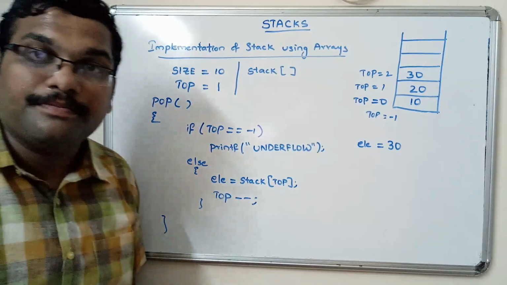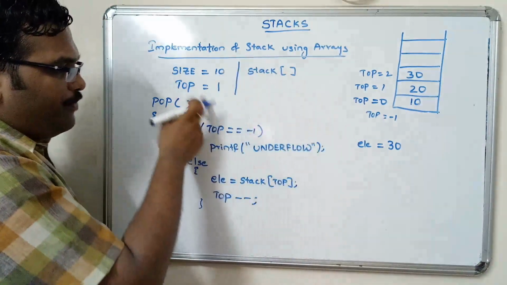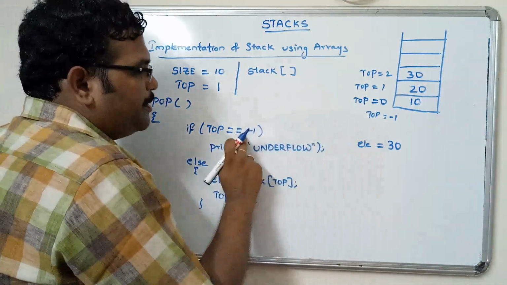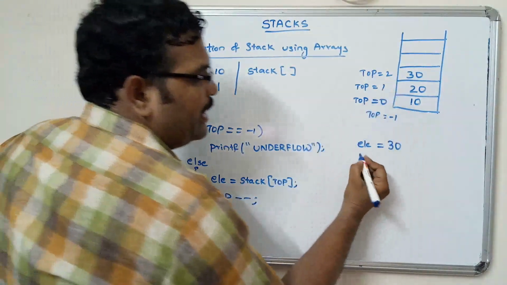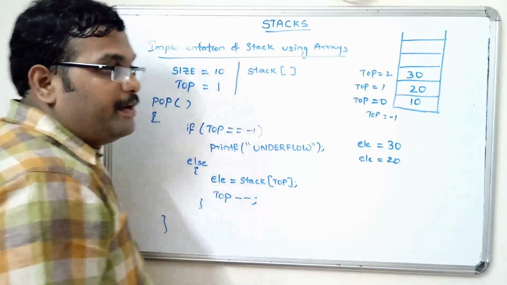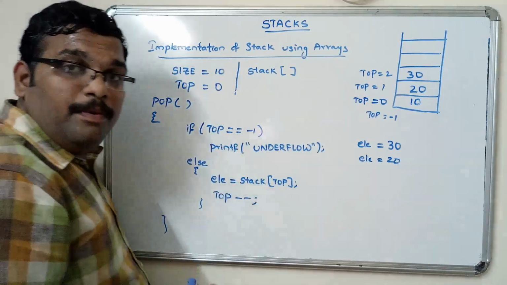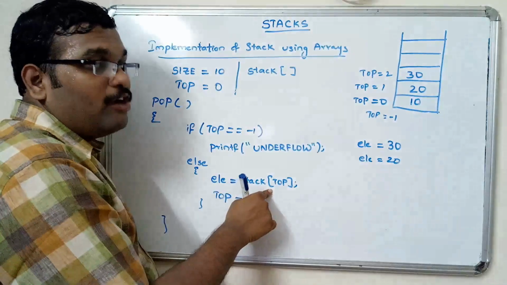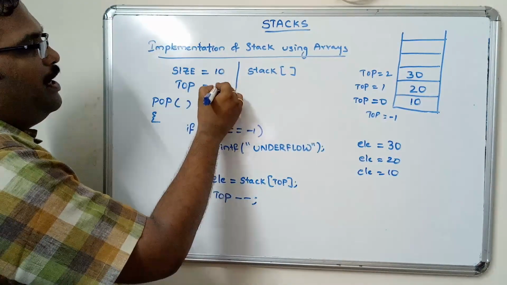This is a simple pop operation. Now top is equal to 1. If you apply the pop operation again, is top equal to minus 1? Is 1 equal to minus 1? False. So in the else, element is equal to stack of 1, which is 20. The 20 element will be deleted and top minus minus, now it will be 0. Again if you call this pop operation, is 0 equal to minus 1? Again false, so element is equal to stack of 0, so element is equal to 10, and top minus minus, so it will be minus 1.